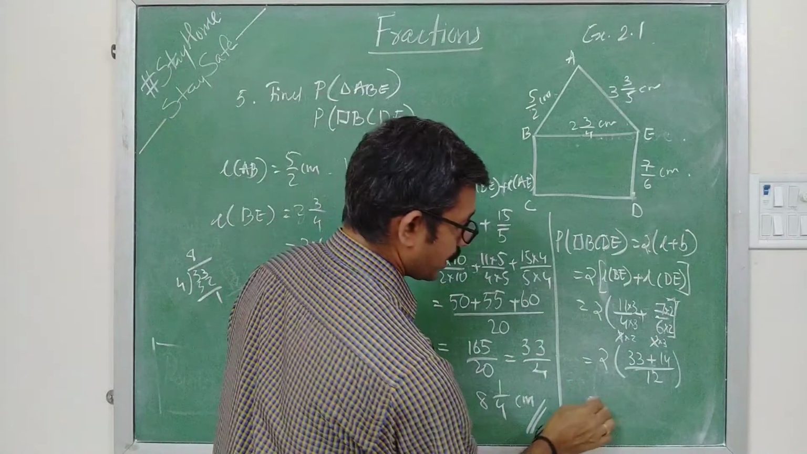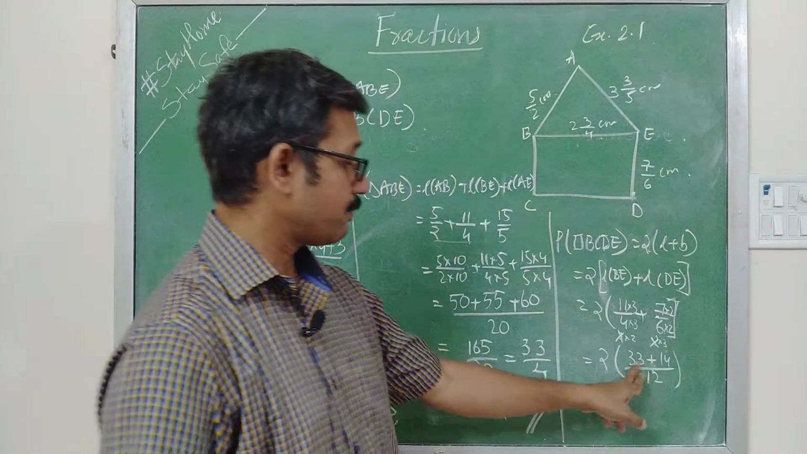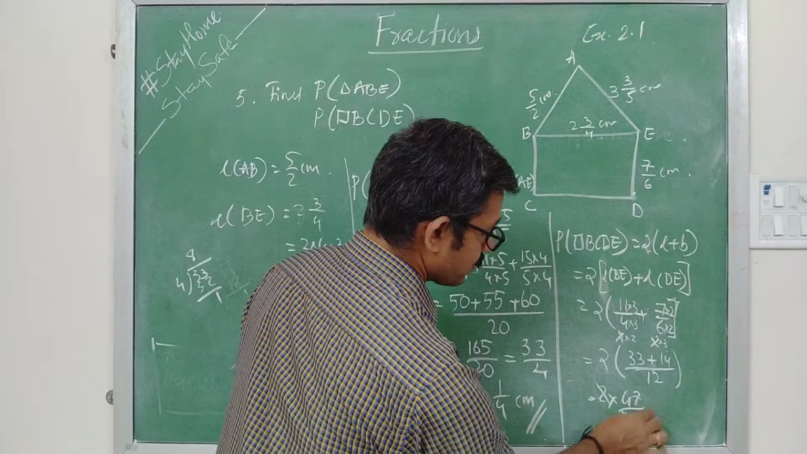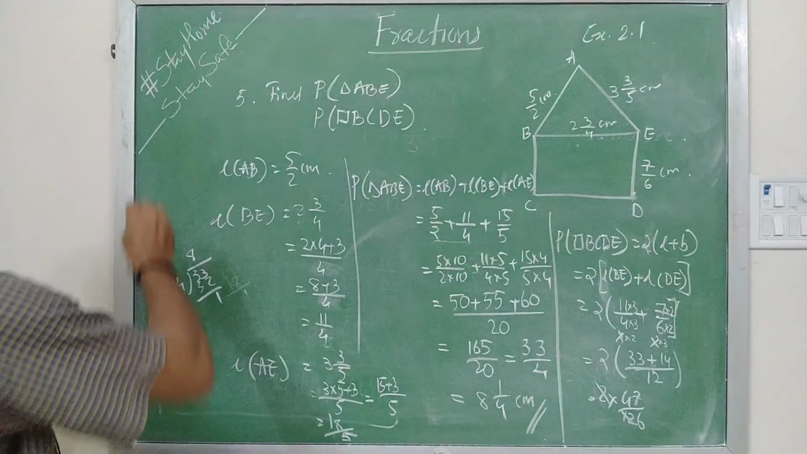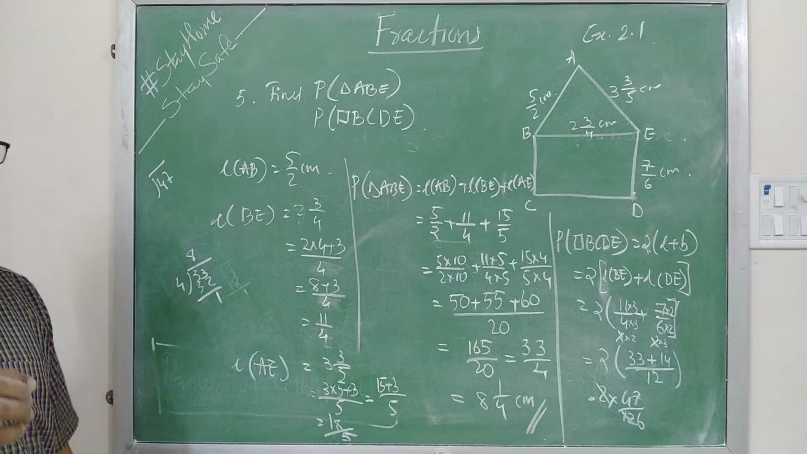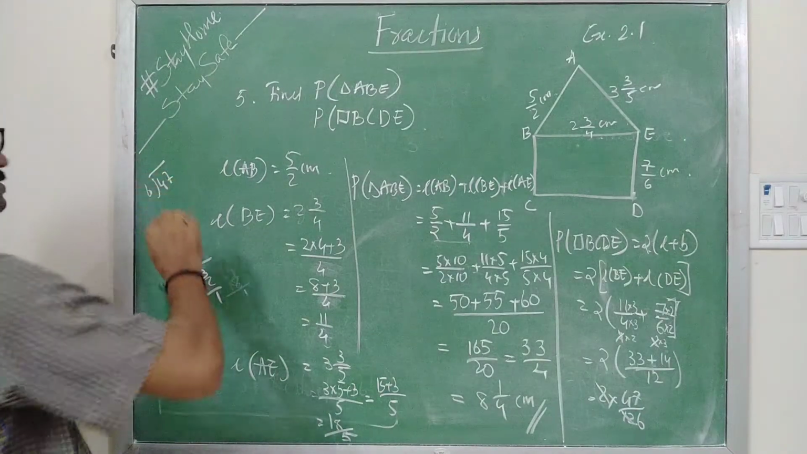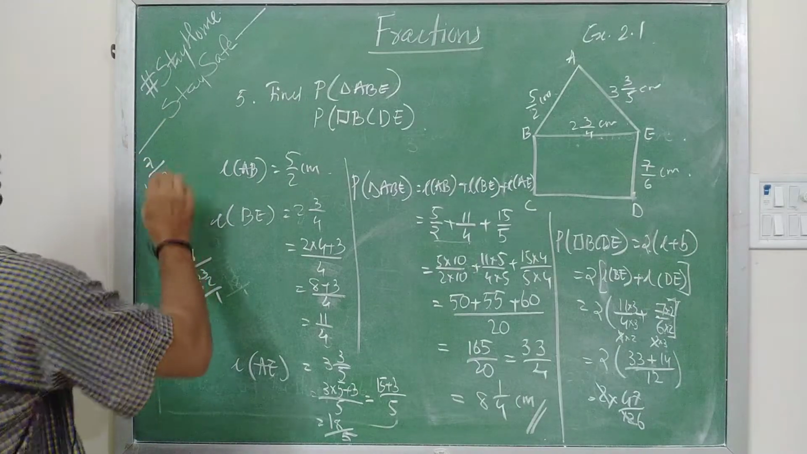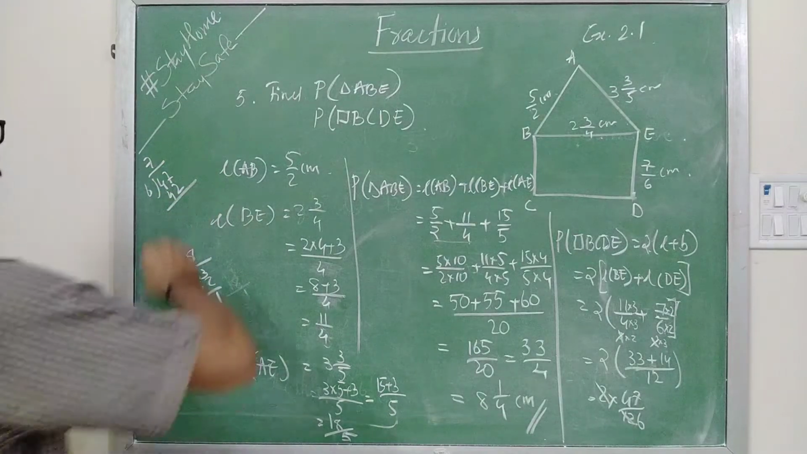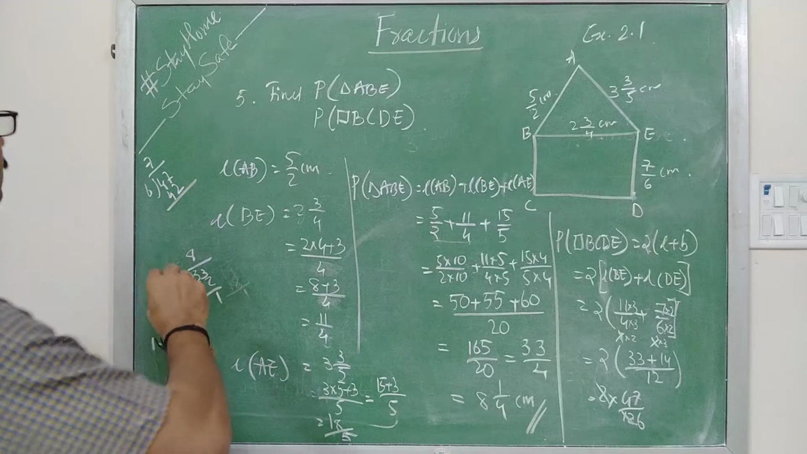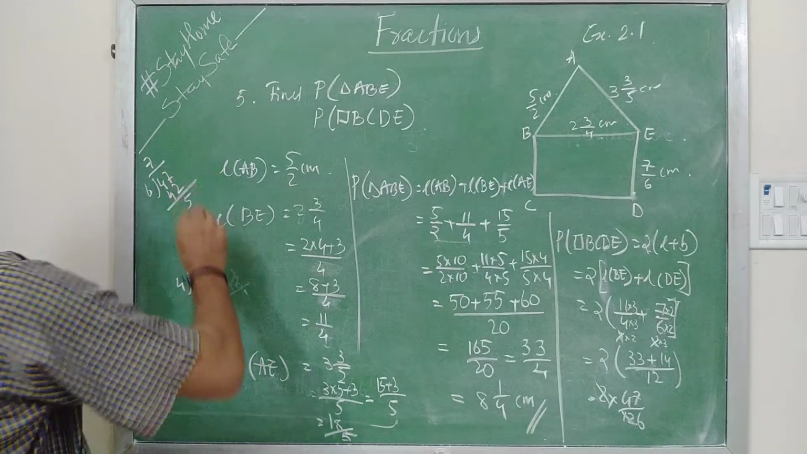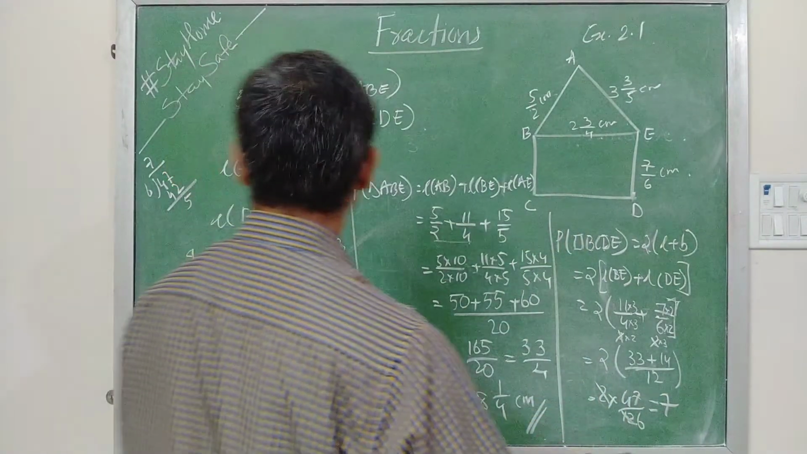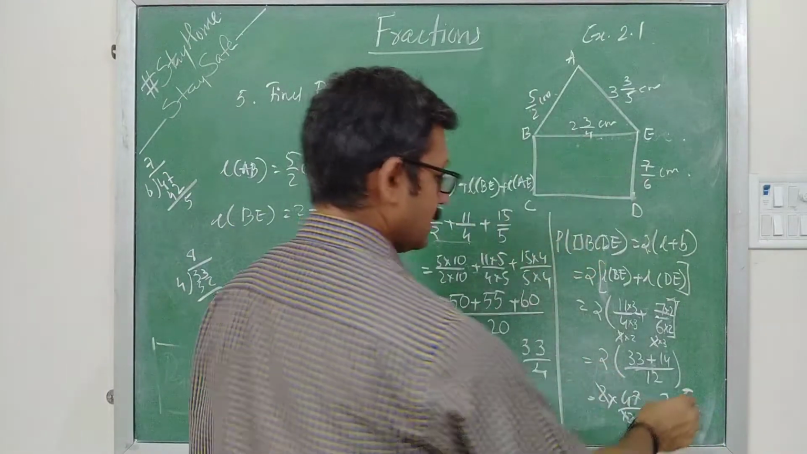So it is equal to 2 into, now here we can add, 33 plus 14 is 47 upon 12. Again 2 sixes. Now again this is an improper fraction. So we can divide 47 divided by 6. 7 sixes are 42. Sure, all of you? So while dividing, what will you get? You will get 5. So we can write it as 7 integer 5 upon 6 centimeter.